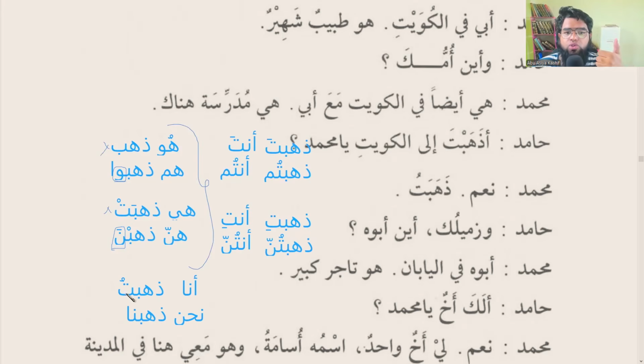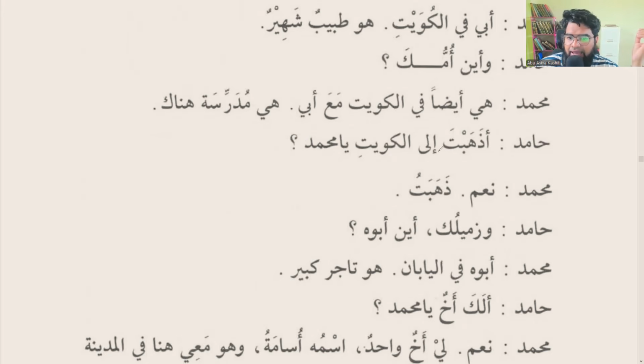Ana, ya, tu. Nahnu, na, na. And na is the same. If you didn't understand all of this, don't worry. It'll come, inshallah, in the future. But as of now, try to remember this word: dhahabta. This ta is from anta. That means, did you go? Did you go to Kuwait, O Muhammad? ذهبت إلى الكويت يا محمد.